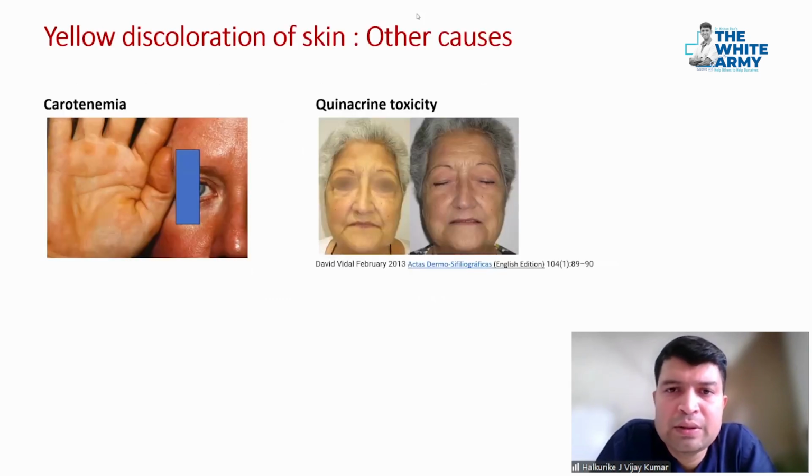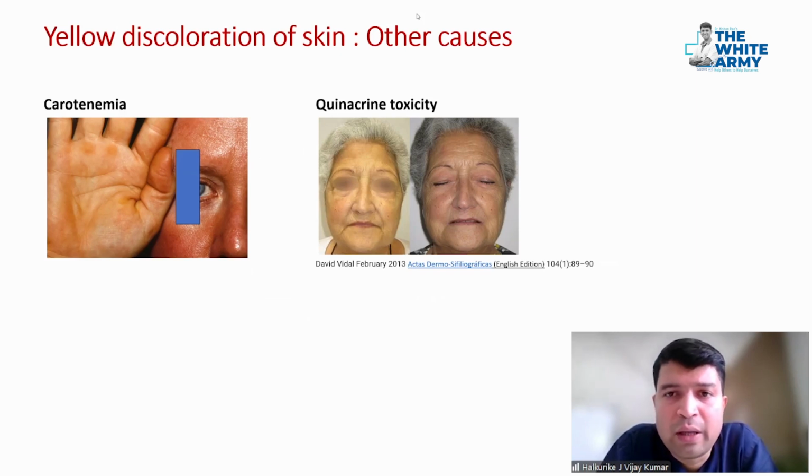Another entity is yellowish discoloration of skin. This is purely a theoretical aspect. Till date, we haven't seen any quinacrine toxicity or carotenemia in our practice, probably only the older ones. But just for theoretical sake, you should know that yellowish discoloration of skin is seen in two conditions. One is carotenemia, where people eat excess fruits and vegetables containing beta-carotene pigment, and it accumulates in the skin.